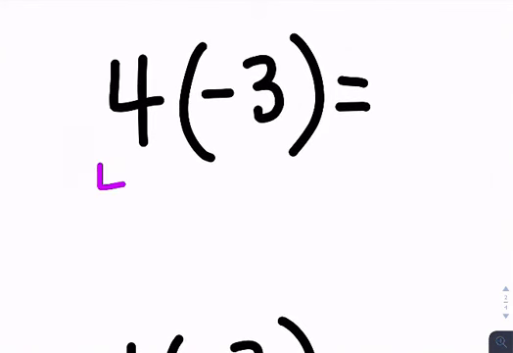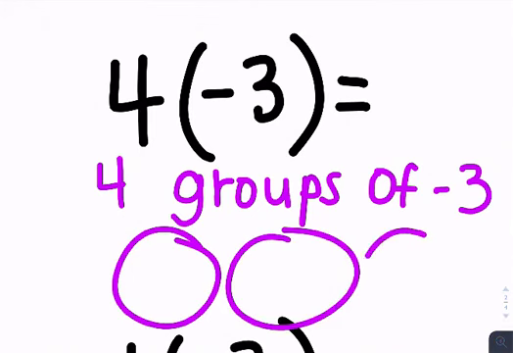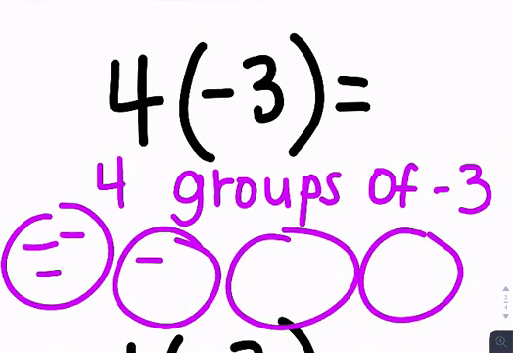This one, I would say, is 4 groups of negative 3, or 4 groups of 3 negatives. And I always do the number inside my parentheses, or my second number, as four groups of 3 negatives. So 1, 2, 3, 4, 1, 2, 3, 1, 2, 3, 1, 2, 3, 1, 2, 3.